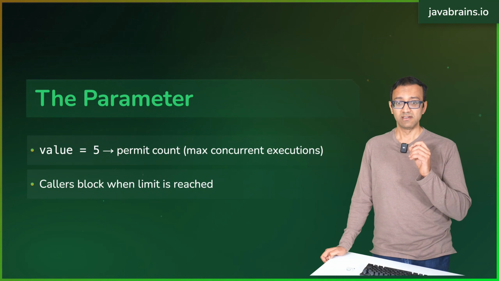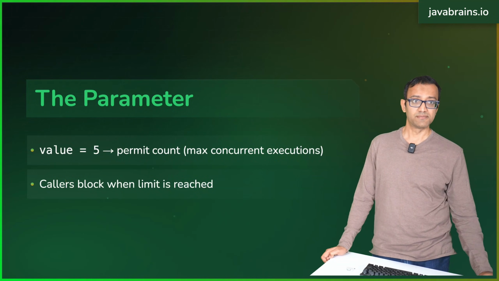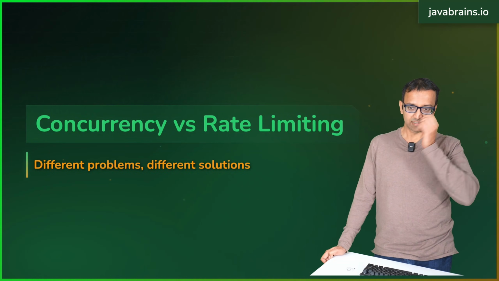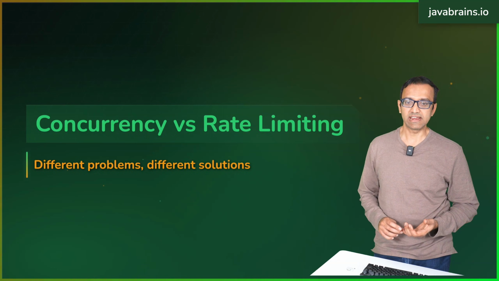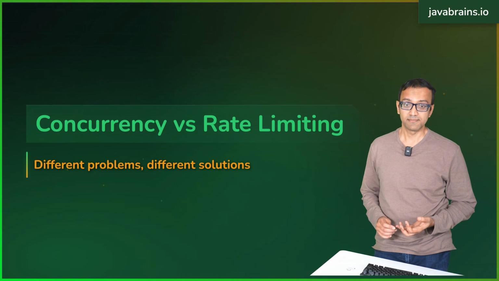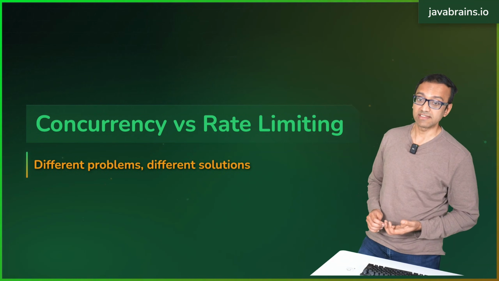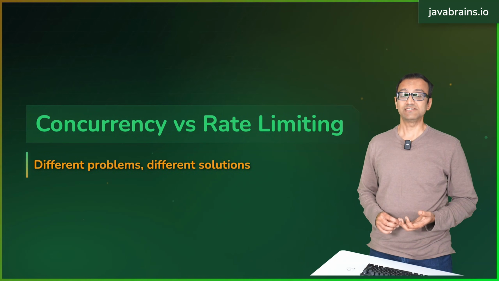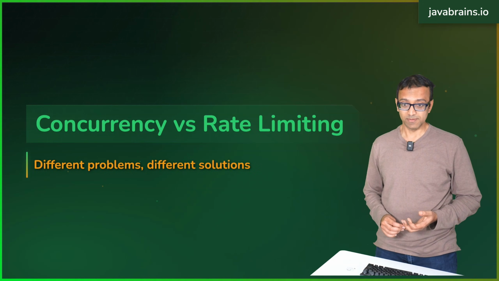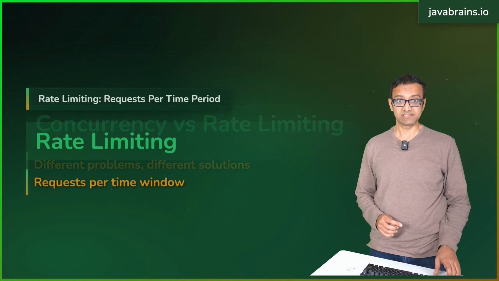It's just one value. I want to address this concurrency versus rate limiting because this came up earlier. Is this the same as rate limiting? It's not. And the distinction is very important. Concurrency limiting and rate limiting are different things, and not just that, they solve different problems. All right, what's the difference?